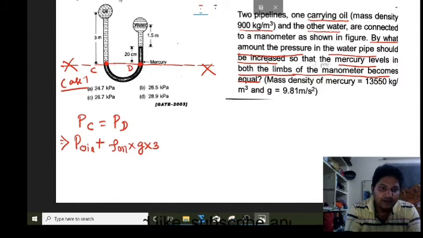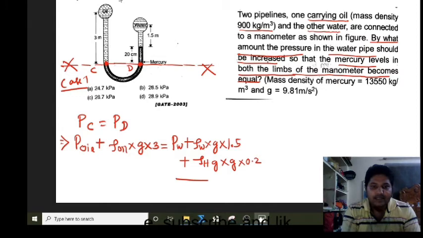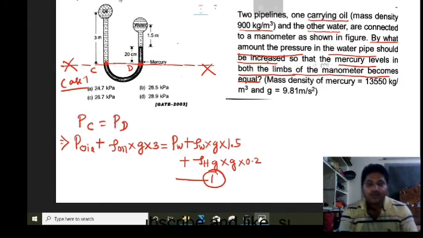Now the pressure in the water pipeline, plus there is water, so this is the density of the water, g into this one which is 1.5, plus there is mercury. This is the density of the mercury into g into this, which is 0.2. Now this is my equation 1. Now in the second case, what is it saying?